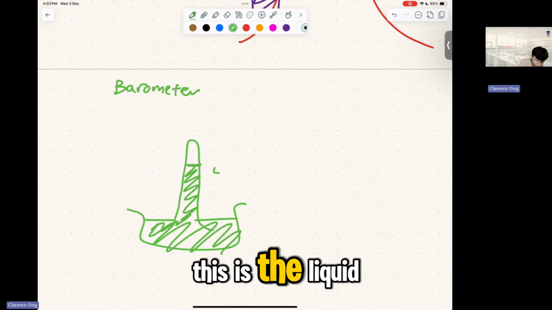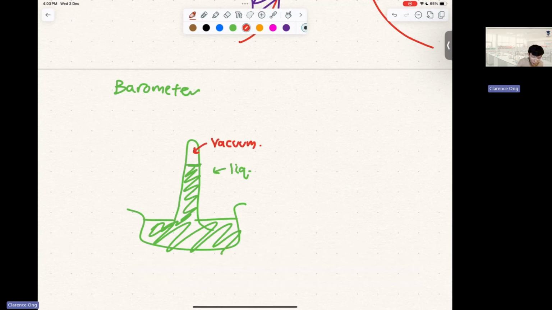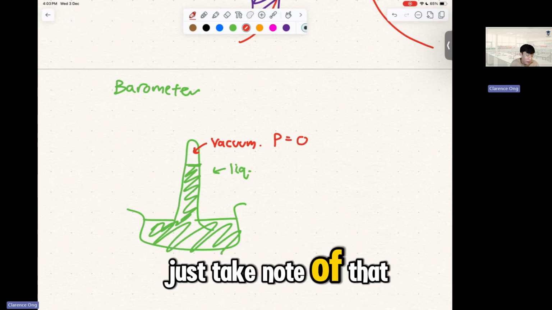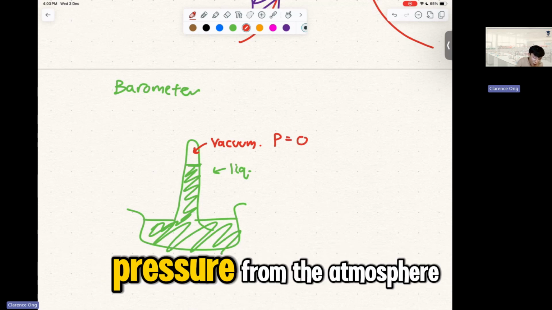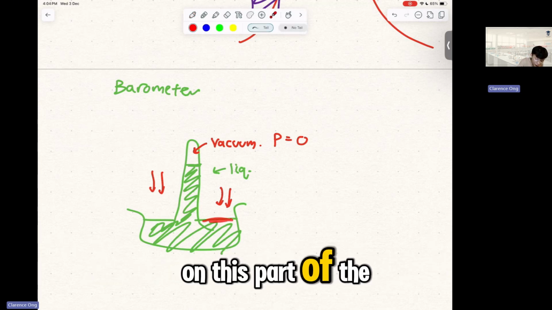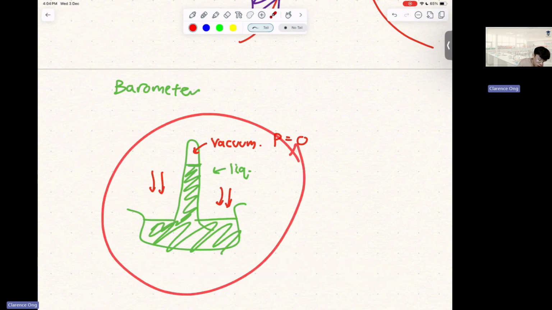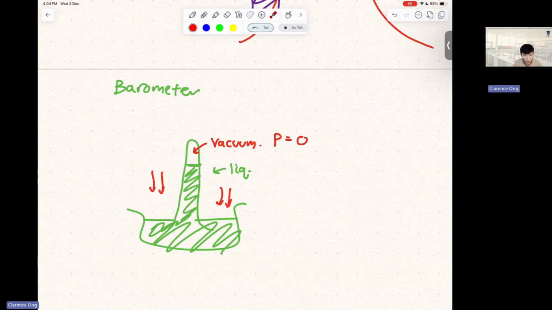So this is the liquid, and inside here is vacuum. In a vacuum, the pressure is 0. Just take note of that. The atmospheric pressure is the pressure from the atmosphere. There will be atmospheric pressure pressing down on this part of the liquid, and that causes the liquid column to rise up. If you bring this apparatus into space where there's no pressure, then the liquid will be at the same level.